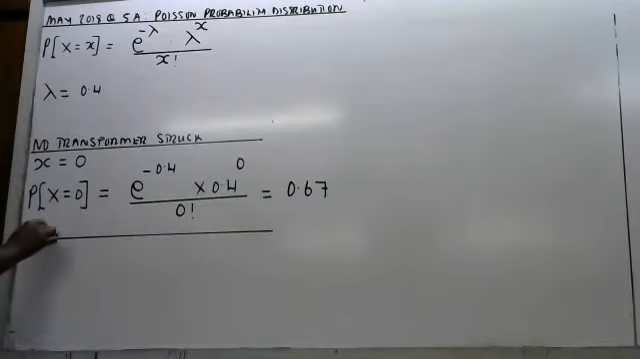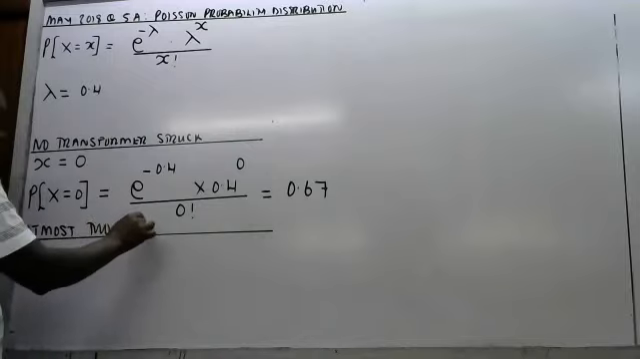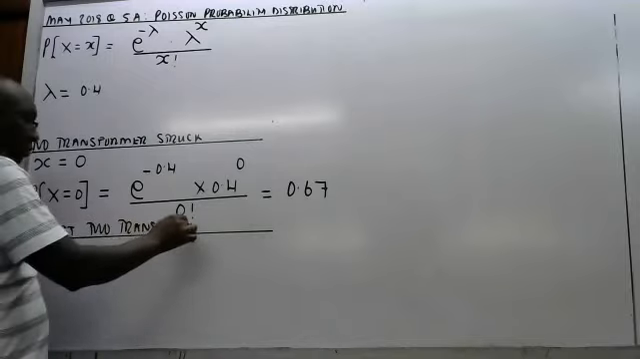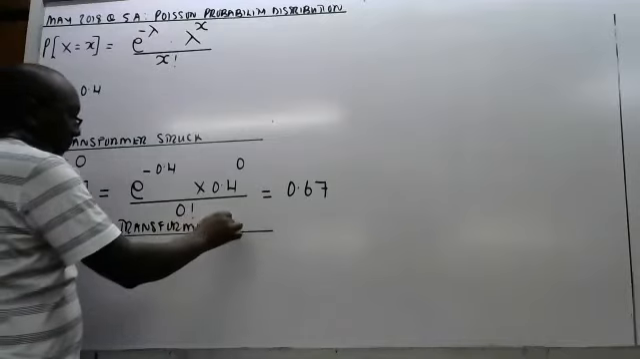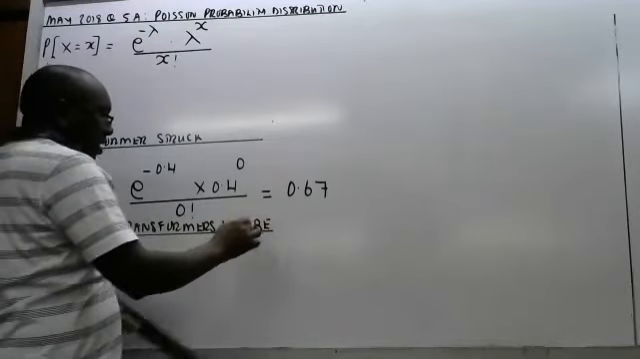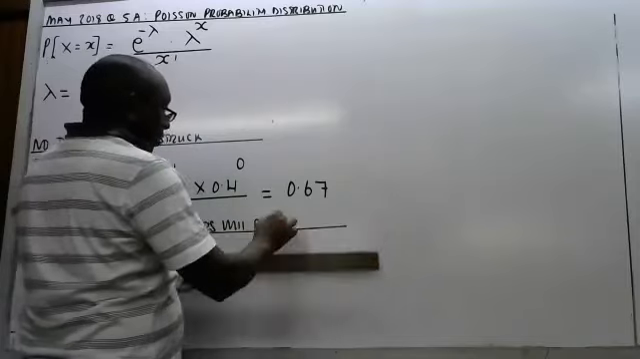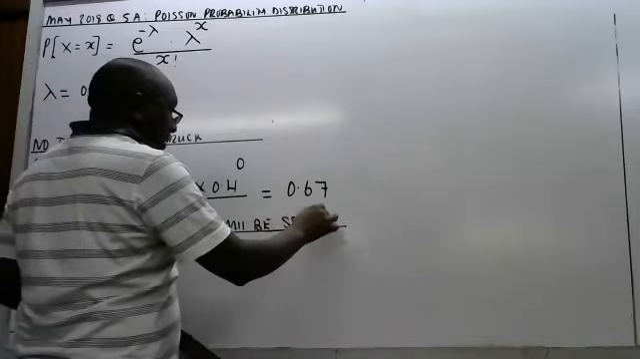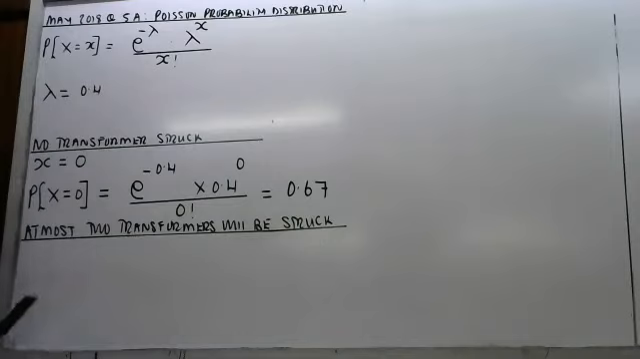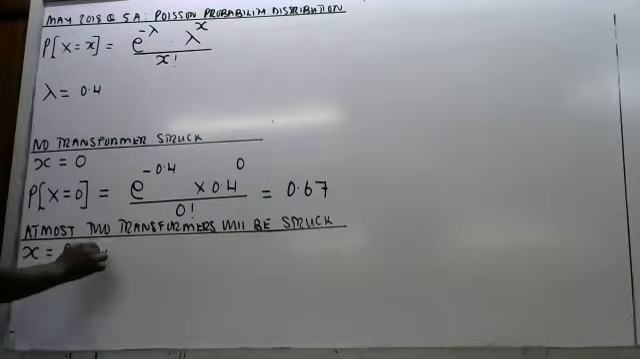Next, the probability that at most two transformers will be struck. At most two transformers will be struck. So in that case, when you are told at most, our X will be 0 or 1 or 2. We don't want more than that.